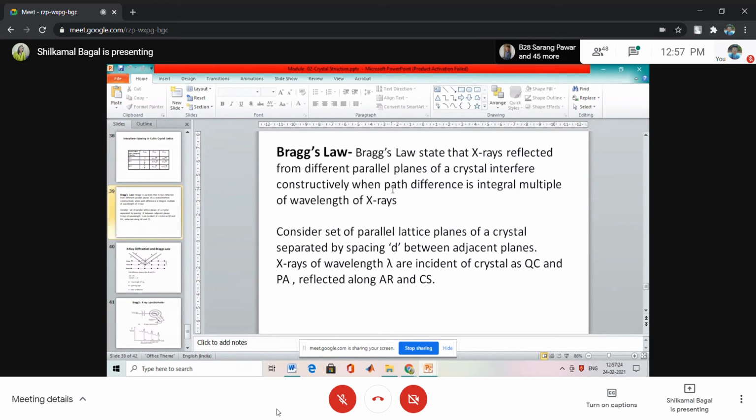Ordinary light wavelength, you know, is 4000 angstrom to 7000 angstrom, and crystal dimensions are very small, about few angstrom only, 2 angstrom, 3 angstrom. So ordinary light cannot be used to study the crystal structure. But X-rays are waves of very short wavelength, and so when these X-rays are incident on the crystalline solid, they are diffracted or reflected from the crystal.